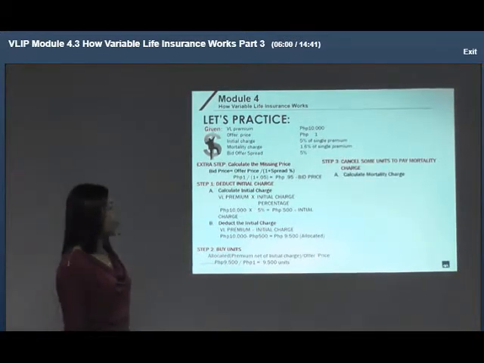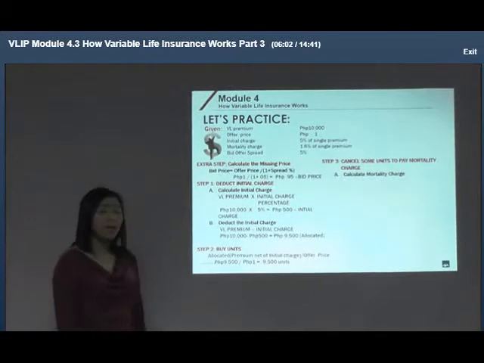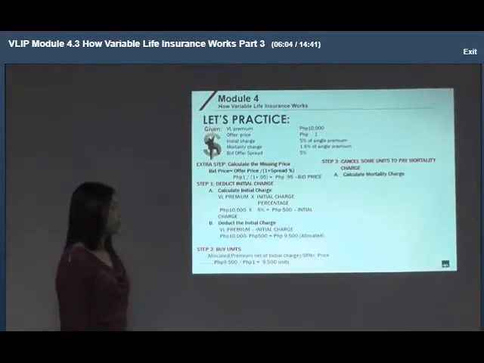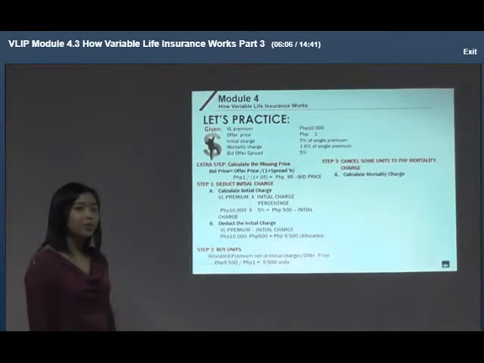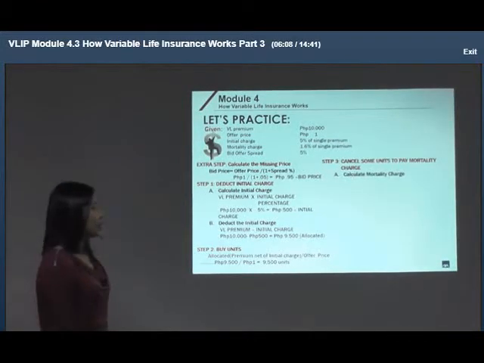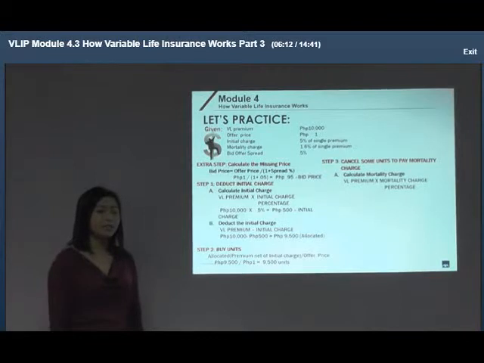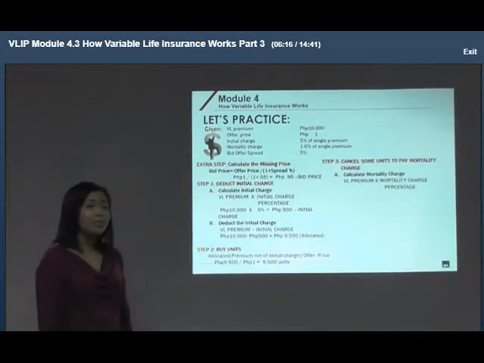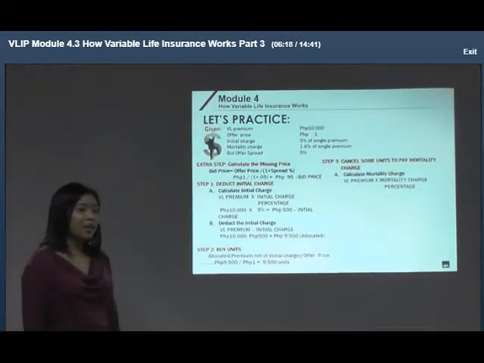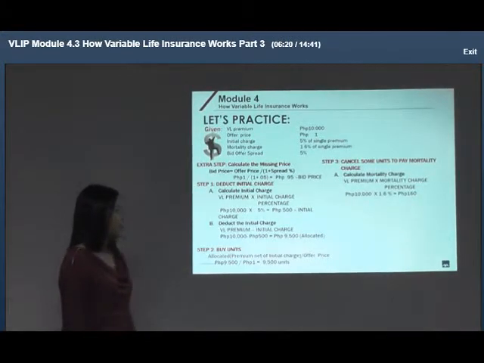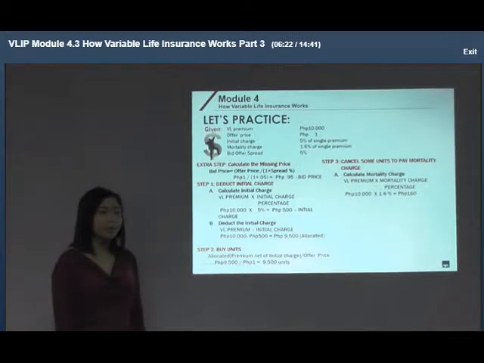The last step is we will cancel units to pay for the mortality charge. First thing that we're going to do is to calculate for the mortality charge. To calculate for the mortality charge, we need to multiply the mortality charge percentage by the initial VL premium. With our given, we will multiply 10,000 by 1.6%. Thus, the mortality charge is 160 pesos.